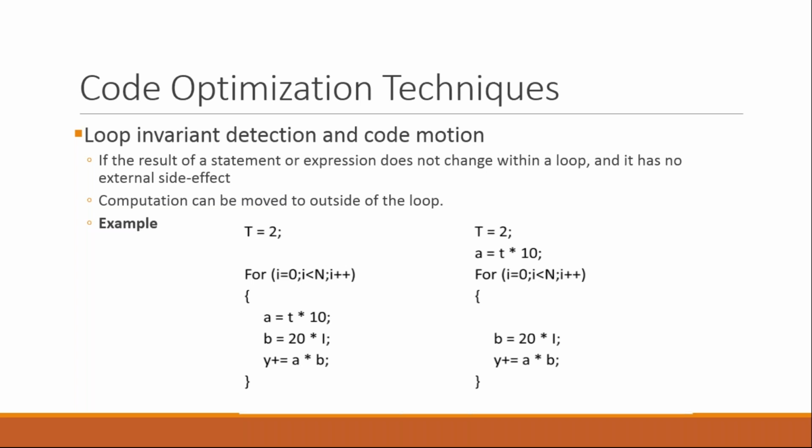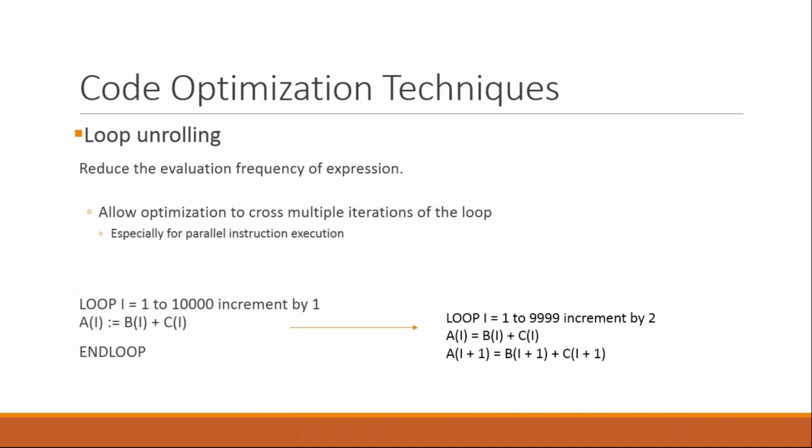So that type of time we need to reduce using this loop invariant detection method. Okay. Now the second one, that is loop unrolling. Now what is loop unrolling? Just decrease the iterations of your for loop. Now how can you reduce the iterations of your for loop?